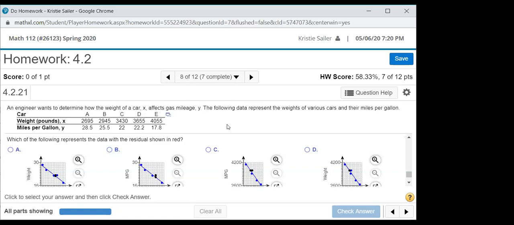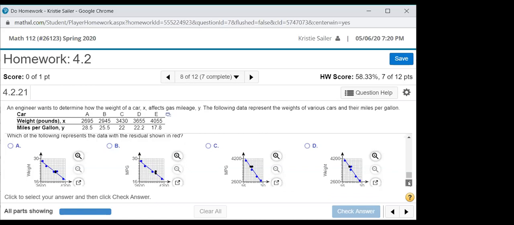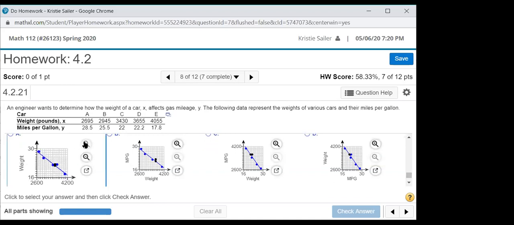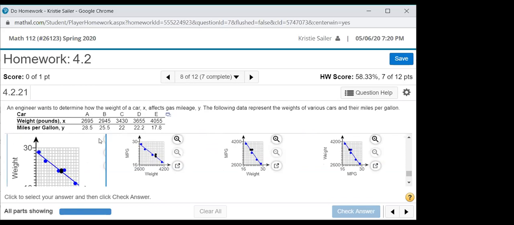Okay, now I have to do this, which of the following represents the data with the residual shown in red? There's no red. I don't see any red. You probably have to blow it up, it's probably that black dot. Yeah, you have to pop it out, maybe?